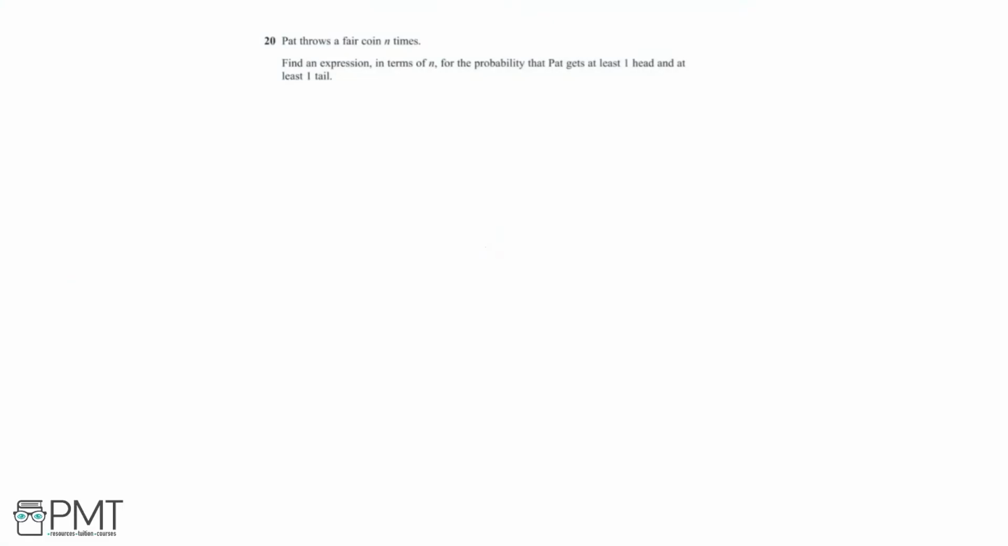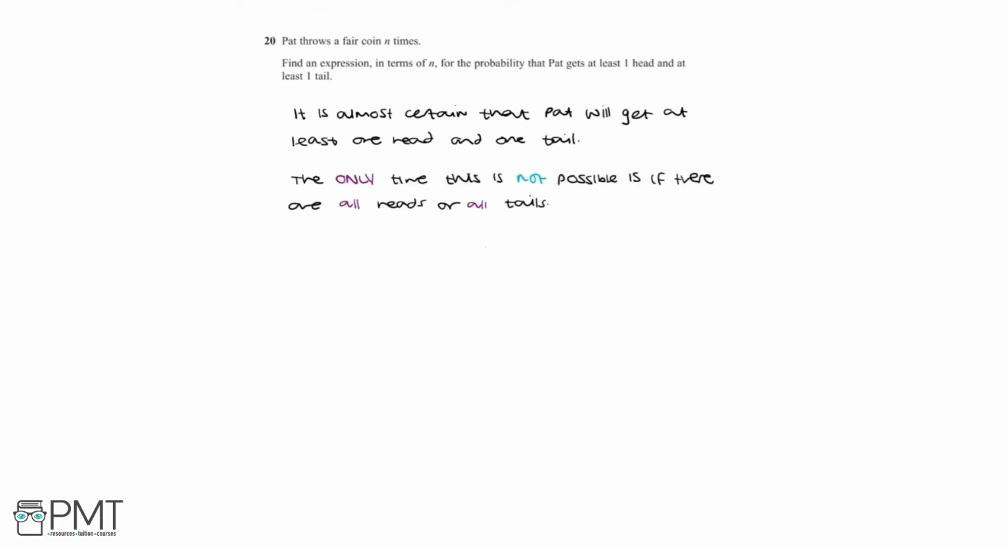In this question, we're told that Pat throws a fair coin n times, and we need to find an expression in terms of n for the probability that Pat gets at least one head and at least one tail. Now let's try to understand this question a little bit more. What does it mean to get at least one head and at least one tail? Well, the fact is that it's almost certain that Pat will get at least one head and at least one tail on each go. And so really, the only time that's not possible would be if he gets all heads or all tails. In any other situation, he'd have at least one of each. And so like we said, the only time that it's not possible to get at least one head and at least one tail is if he throws all heads or all tails.